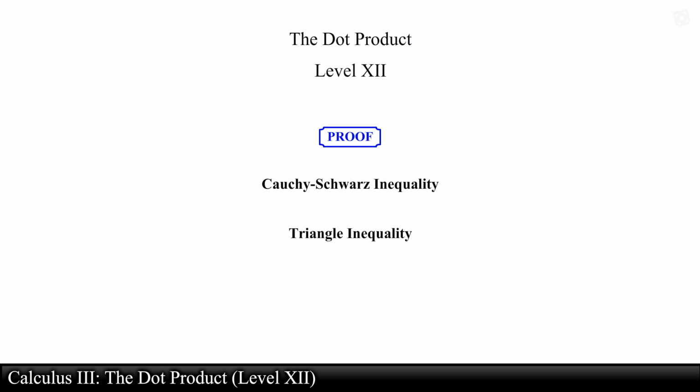The dot product, level 12. In this final video on the dot product, we will prove the Cauchy-Schwarz inequality, triangle inequality, and the parallelogram law. Let's start with the Cauchy-Schwarz inequality.